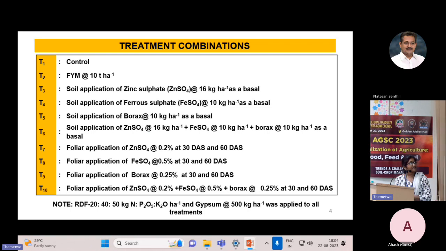And coming to T7, T8, T9: T7 is foliar application of zinc sulfate at the rate of 0.2%, T8 is foliar application of ferrous sulfate at the rate of 0.5%, and T9 is foliar application of borax at the rate of 0.25%. And T10 is a combination of T7, T8, T9. This foliar application was applied at 30 days and 60 days after sowing. Note that RDF 20, 40, 50 kg per hectare and gypsum 500 kg per hectare was applied to all the treatments.